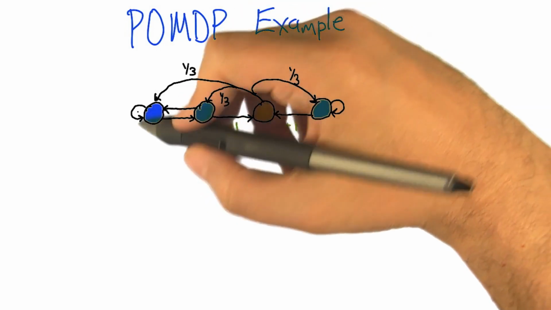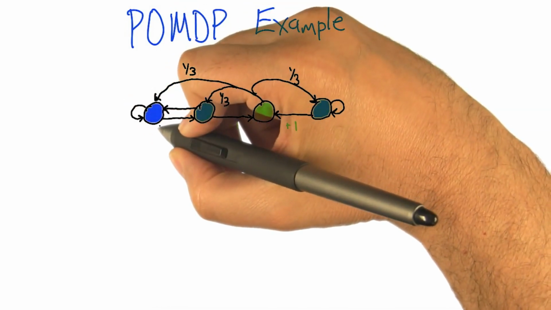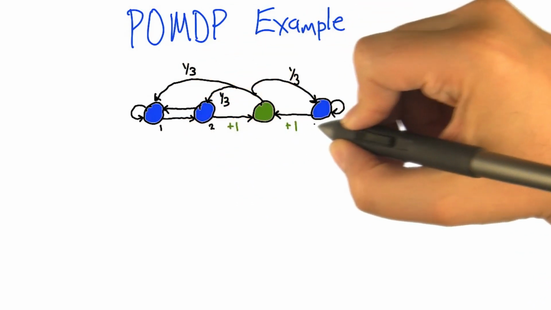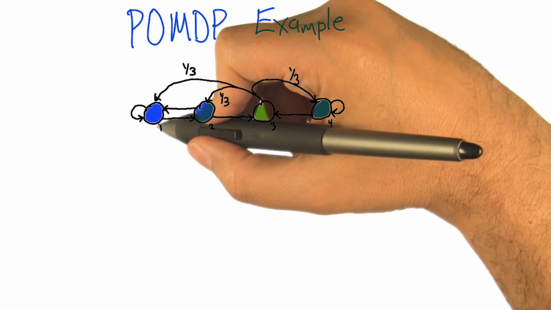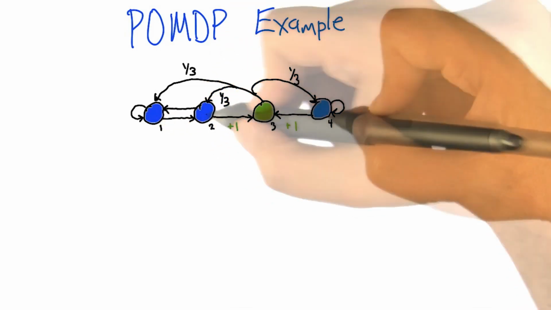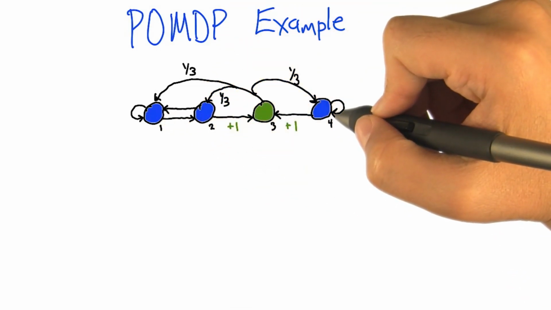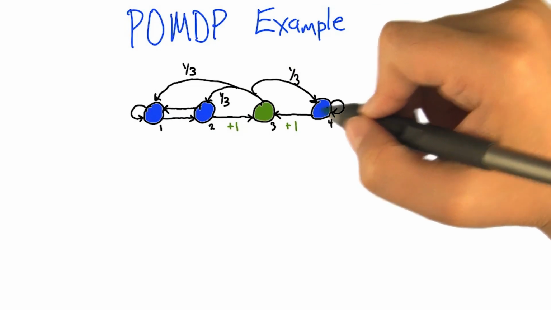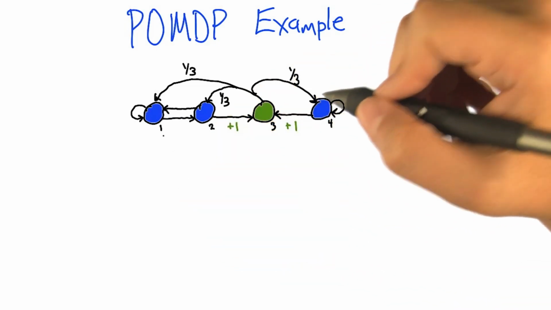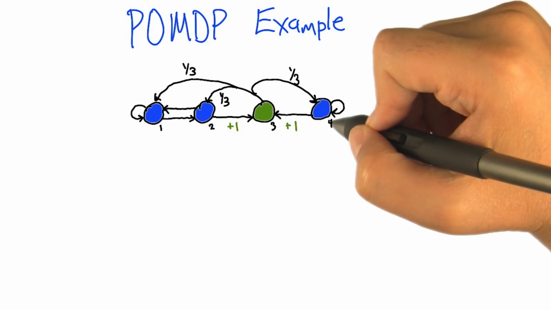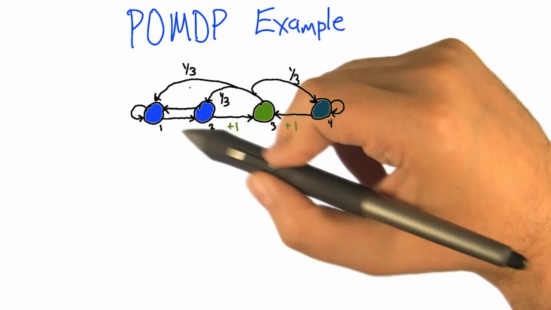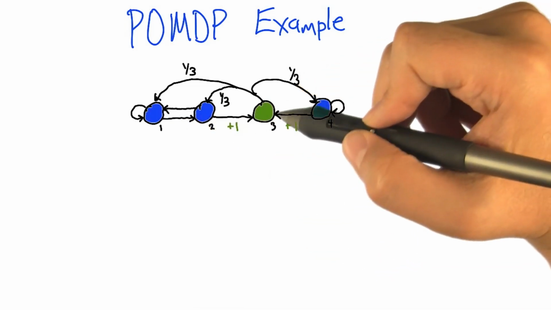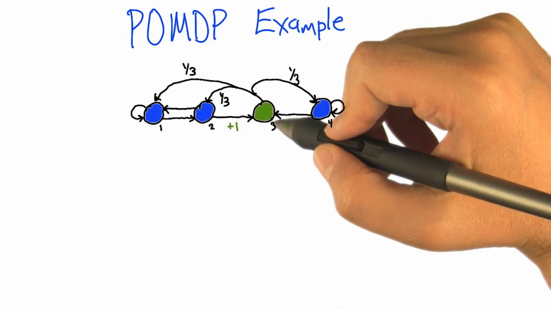So let me just number the states for ease of referring to them. We've got four states, 1, 2, 3, and 4. State 1 is blue. State 2 is blue. State 4 is blue. Based on the immediate observation alone, we don't really know where we are. We could be in a place to the right of the goal, so we should go left to get reward, or we could be to the left of the goal, which means we're going to have to go right to get reward. And so we're in a tricky spot.